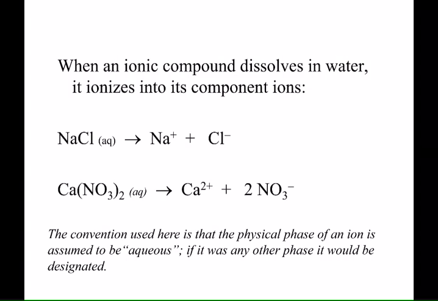So, for instance, these are examples of two ionic compounds. You know you have an ionic compound if you can find the metal. So here we have sodium's a metal and calcium's a metal. So calcium chloride is an ionic compound, sodium chloride is an ionic compound, calcium nitrate is an ionic compound.